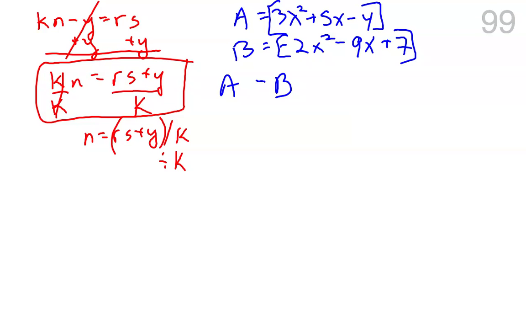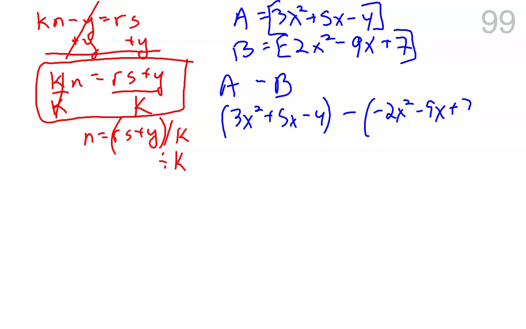So for a, I'll put a in parentheses, though it's not necessary: 3x squared plus 5x minus 4. And b is going to be negative 2x squared minus 9x plus 7. The key to this is to understand that it's minus and then the parentheses. And then, once you see that, you should remember from our lessons that the negative means to distribute to all 3 terms. So I'm going to get 3x squared plus 5x minus 4 plus 2x squared.